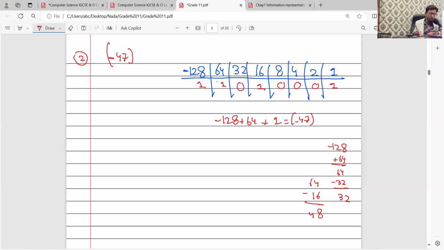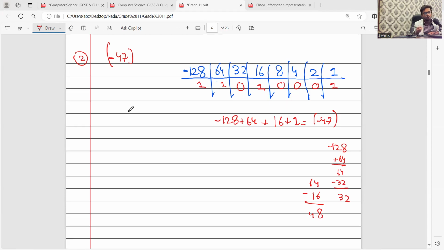And let me check this again. Minus 128 plus 64 plus 1. Oh, just a moment, I made a mistake here. It's basically minus 128 plus 64 plus 16 plus 1. This results in minus 47. Now it's correct. So minus 128 plus 64 plus 16 is 48, and plus 1 is 47. So this is the correct answer.